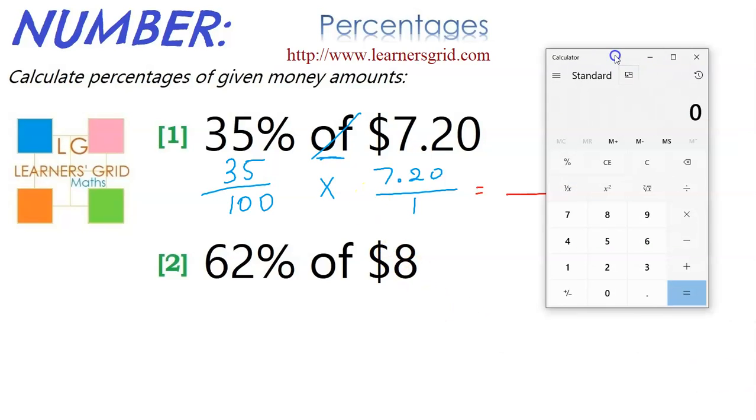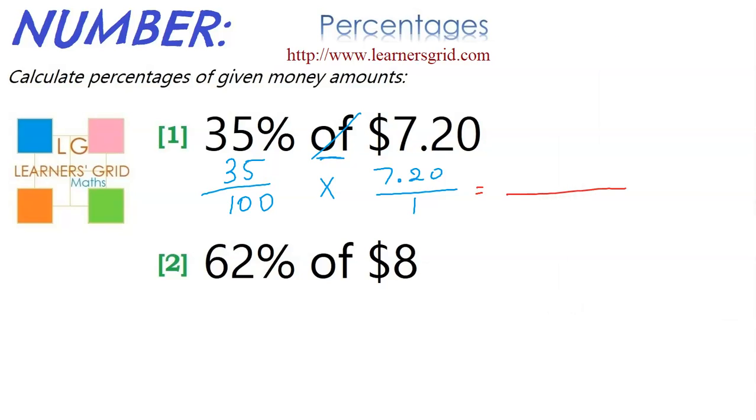So I want to use my calculator for this bit. So 35 multiplied by 7.20. What does it equal? Okay, it equals 252. Write that down. 252. And 100 times 1 is 100.